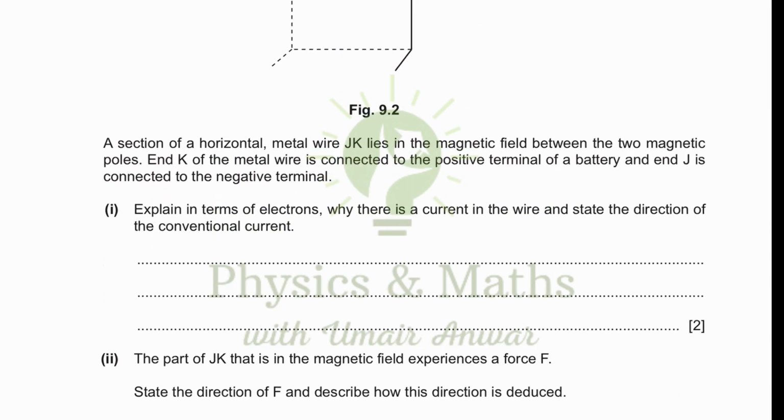Explain in terms of electrons why there is a current in the wire and state the direction of the conventional current. So the current flowing is to be explained in terms of electrons. And secondly, the direction of the conventional current is to be mentioned here.